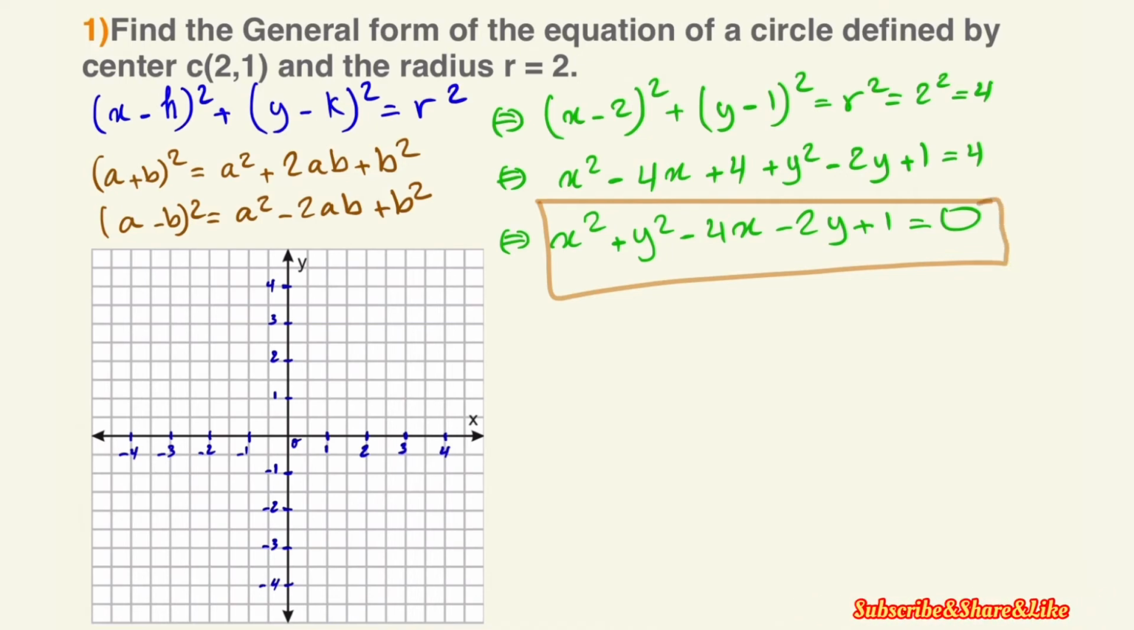And if we want to sketch it here, just based on the information that we have at the top, it is very easy to do. The center is just (2, 1), we have 2 here and 1 here, so this is the center, and the radius is 2, so we will go just 1 and 2, 1 and 2, and 1 and 2. So it's going to be something like this.